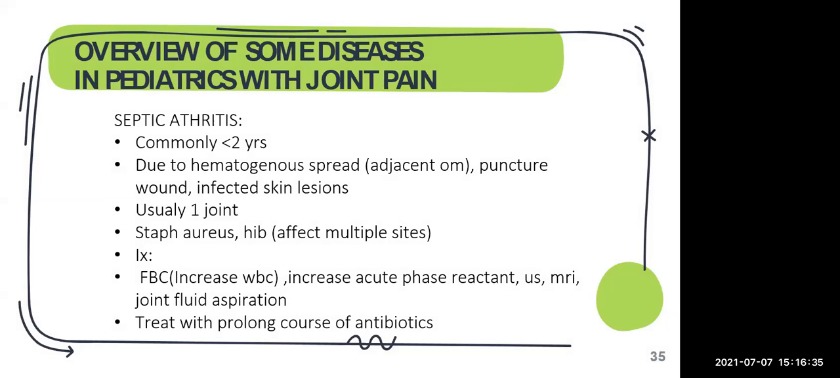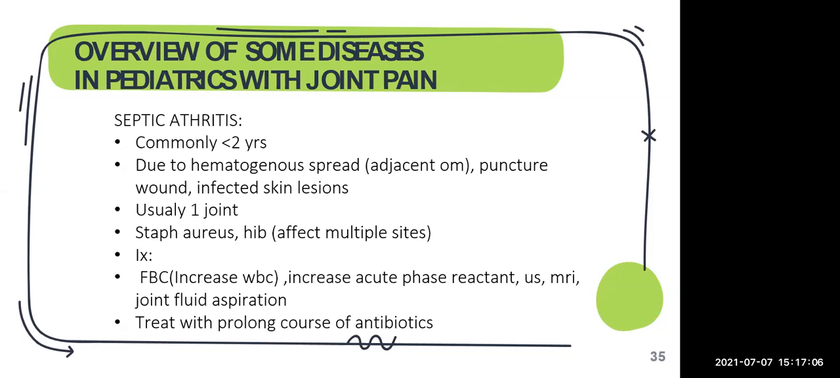The second one is septic arthritis, which is common in children less than 2 years old. It is due to hematogenous spread, usually from adjacent osteomyelitis. It can also be due to puncture wound or infected skin lesion, and usually only one joint is involved. The most common organism is Staph aureus. HIV can also cause septic arthritis, and it usually affects multiple sites. So this is why it's important to ask for the immunization status of the patient.